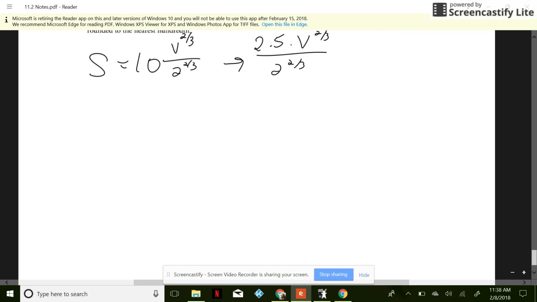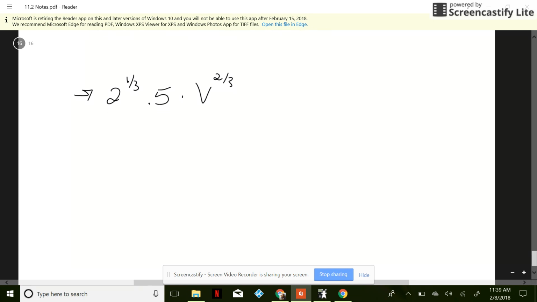So in doing that, now you can see we've got a common base of 2. So we can subtract those exponents. We'll have 2, this is technically to the 3 over 3 power up here. So subtracting 3 over 3 minus 2 over 3, we end up with 2 to the 1/3 times 5. So we'll have V to the 2/3. So this would be the simplified then. If you plug into your calculator the 2 to the 1/3 times 5, you end up with about 6.3 times V to the 2/3.